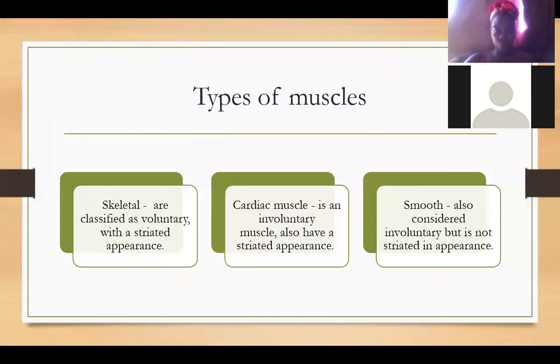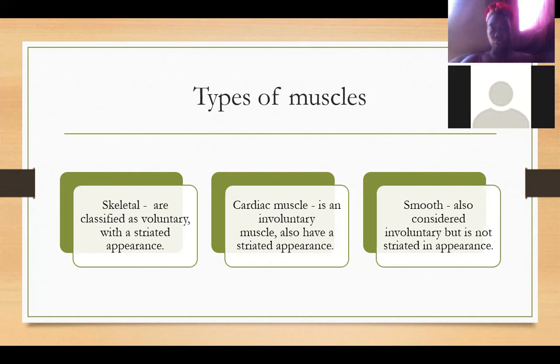Okay, so we have three types of muscles in our body. Skeletal muscles, cardiac muscles, and smooth muscles. Now, our skeletal muscles are classified as voluntary muscles, and they have a striated appearance.